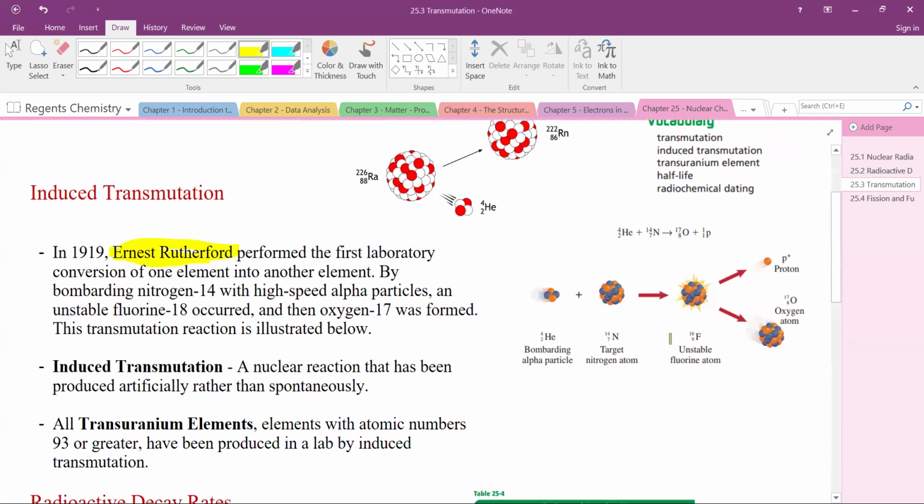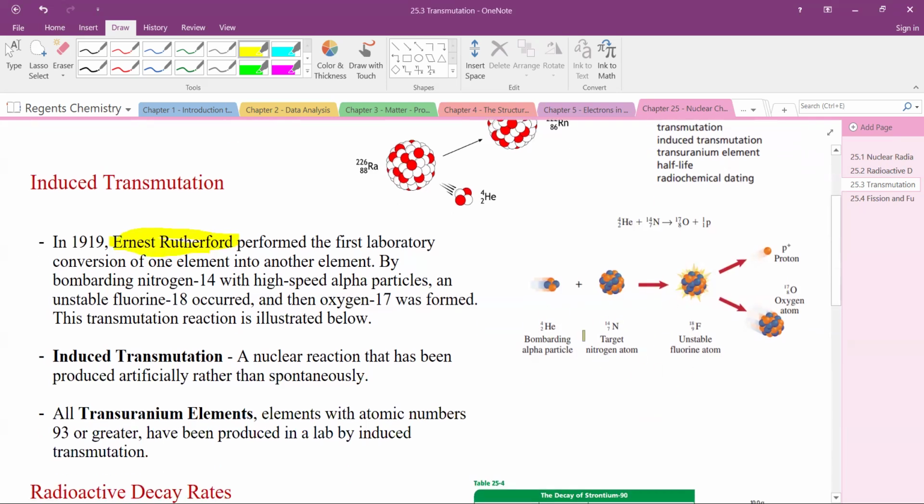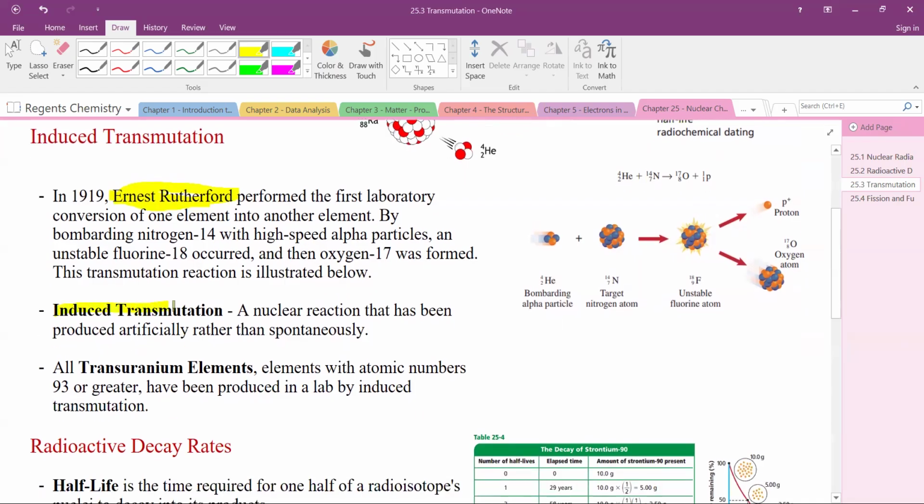In lab, he bombarded nitrogen-14 with a bunch of helium atoms, with a bunch of alpha particles, and he was able to get an alpha particle to stick into that nitrogen and create a very unstable fluorine atom, which had an atomic mass of 18 and an atomic number of 9, which then was able to break apart into a proton and oxygen-17, another unstable oxygen atom. But indeed, he was able to get this transmutation to happen where he made an entirely new type of element. Okay. This is what's called induced transmutation.